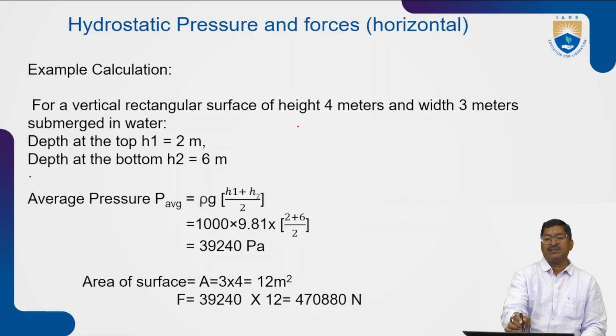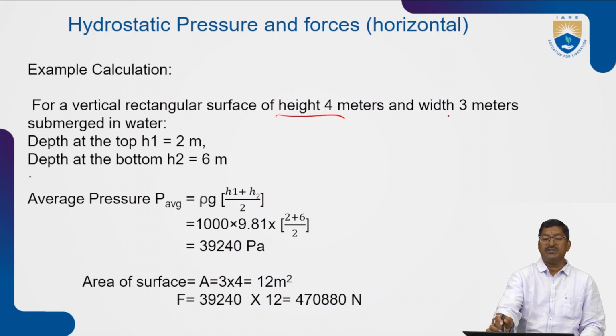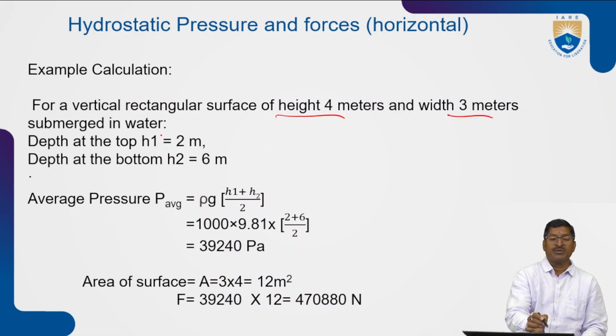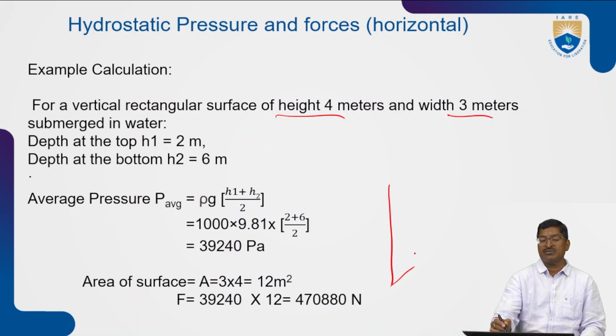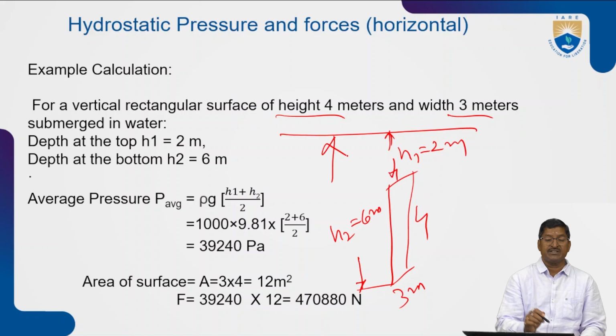Okay, here is a small calculation. A vertical rectangular surface, height 4 meters, width 3 meters, submerged in water. So H1, H2. This is the surface: 4 meters by 3 meters. H1 is the distance from the liquid surface to the top of the surface, which is given as 2 meters. And the bottom of the surface, H2, is 6 meters from the liquid surface.